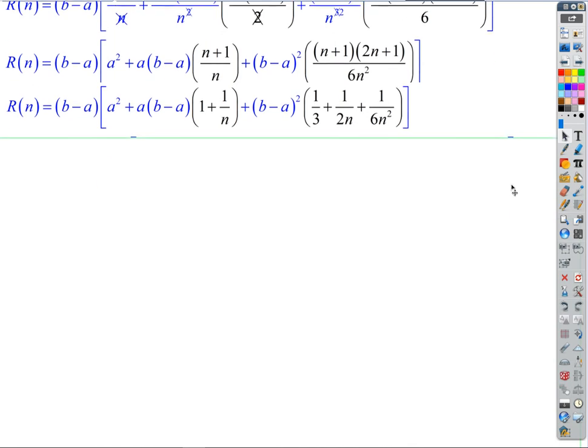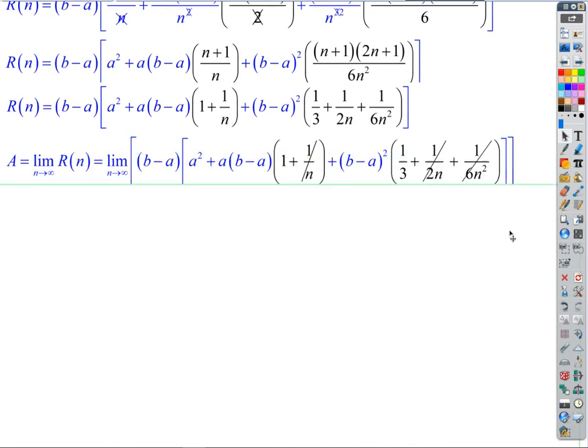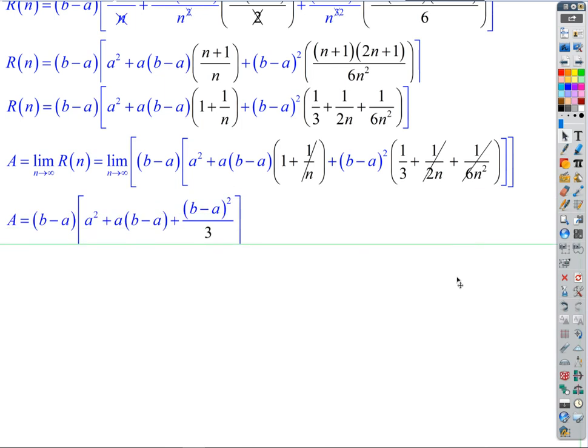Okay, I can do some stuff with this. At this point, I could go ahead and take my limit, right? The i's are all gone. I can take my limit as n goes to infinity. Every term with an n on the bottom is going to go to 0, right? And I get that. Well, that's looking a lot better. Okay, so what can I do here?